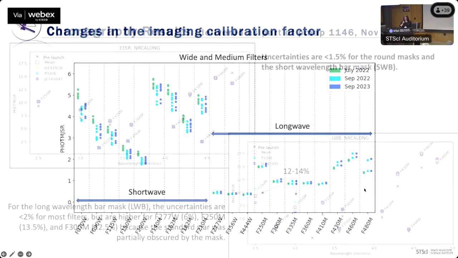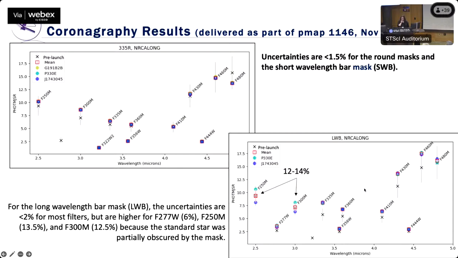All right, so now on to some of the other modes. Here's the summary for choreography. Which one is this? 335R. So this is one of the round masks. And you can see it's very tight, also just like imaging. We are off pretty far from some of the X's, and that is because that was the pre-launch model data. So that's why it's so different. But the data itself are really nice and tight.